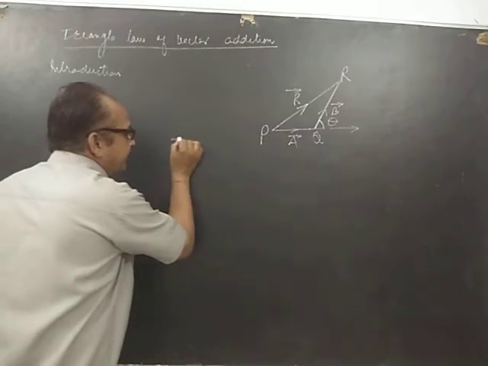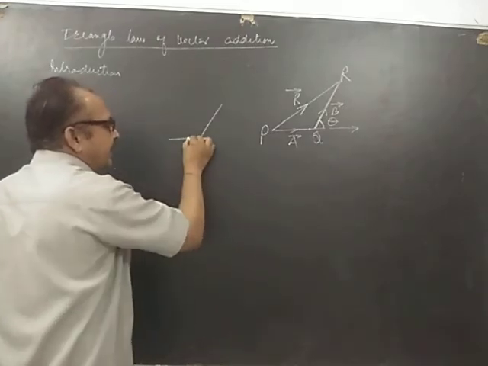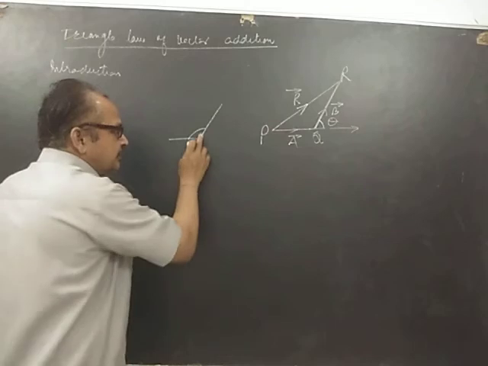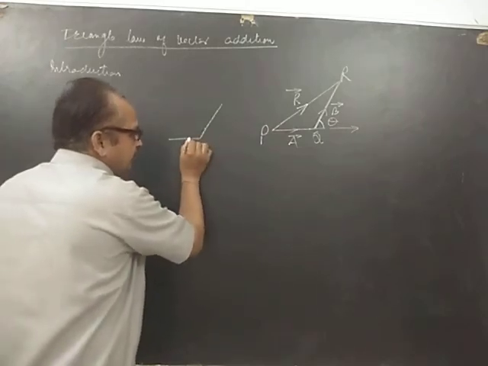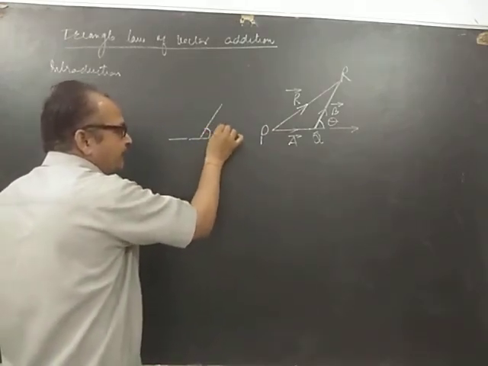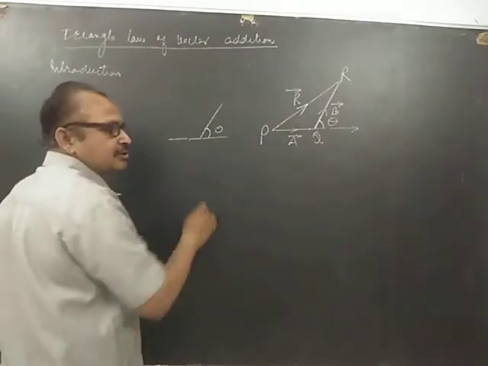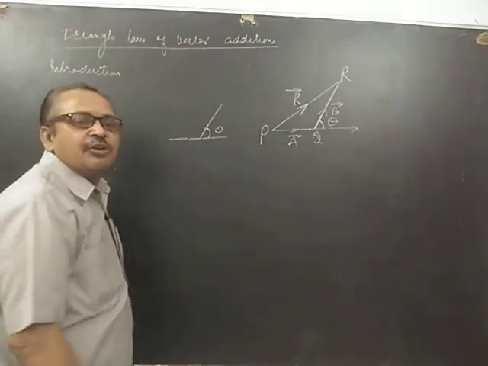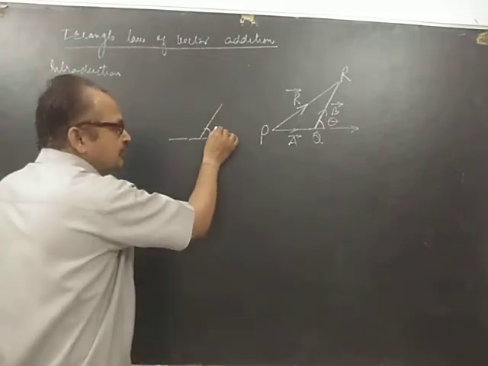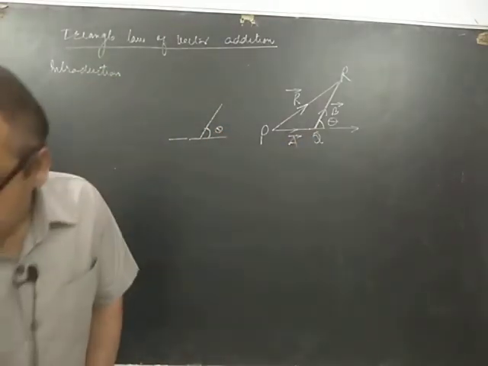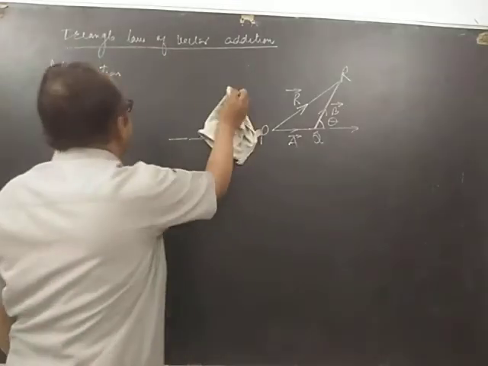I cannot take theta as this. Is it clear? This will not be theta. Theta will be this, extended here, with the positive direction, because this is the negative direction. This is the positive direction of x-axis. So this will be considered as theta. This is very important.